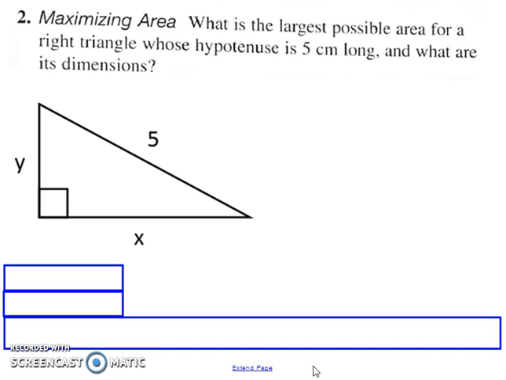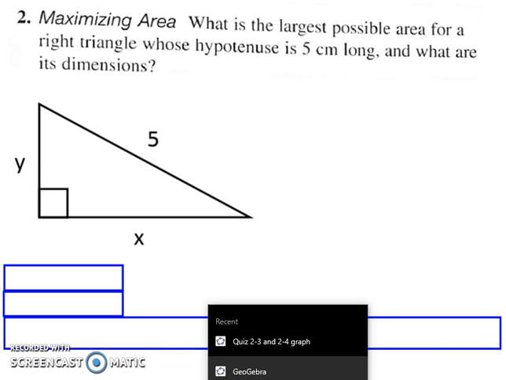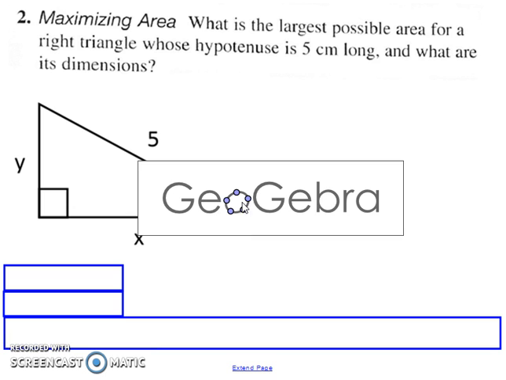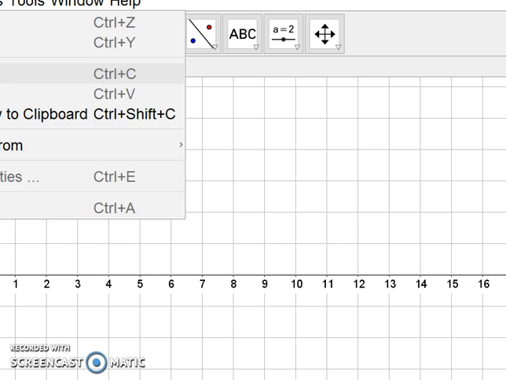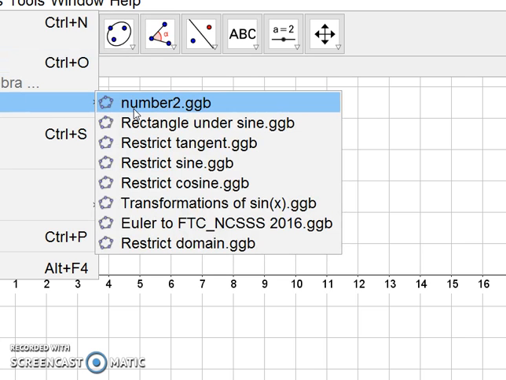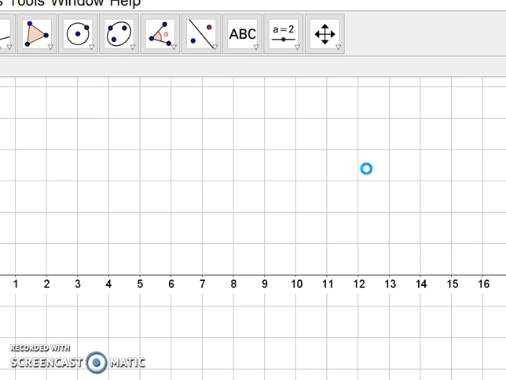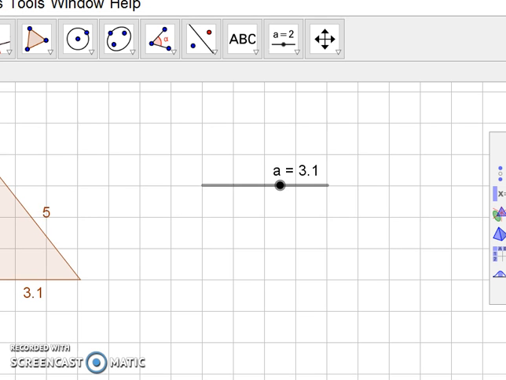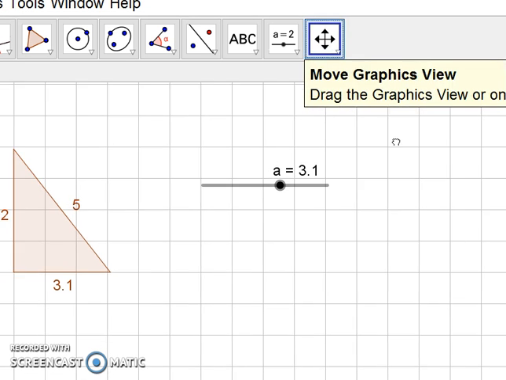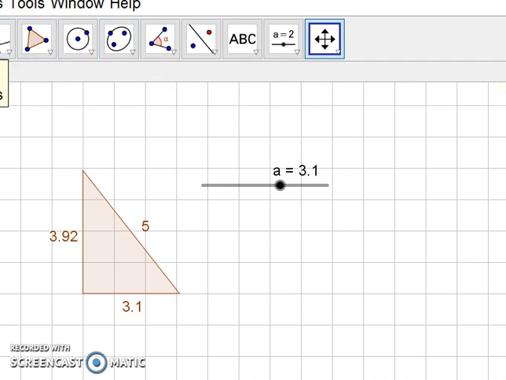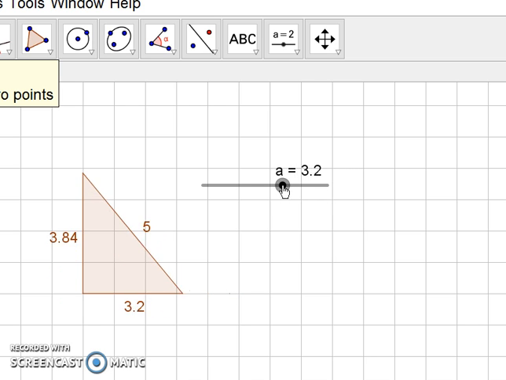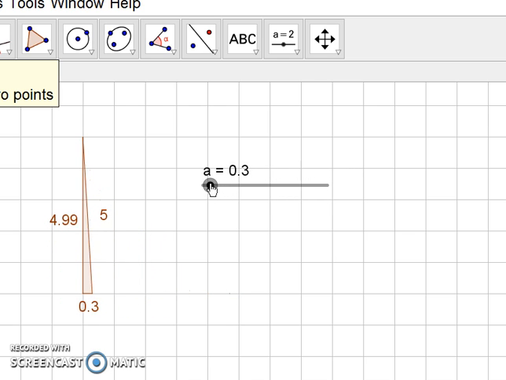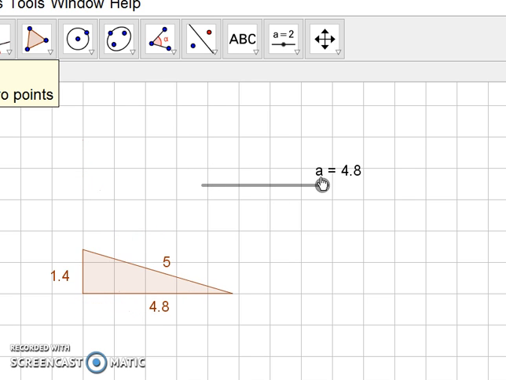If you're curious what this looks like, I have a GeoGebra file, and it should help you visualize it a little bit better. Hopefully I've used it recently. So I'll move this into the viewing window here. And as you can see, I choose to move the slider, and we maintain a right triangle. And you can see how that changes the side length, the dimensions.